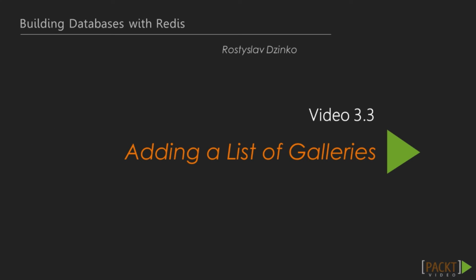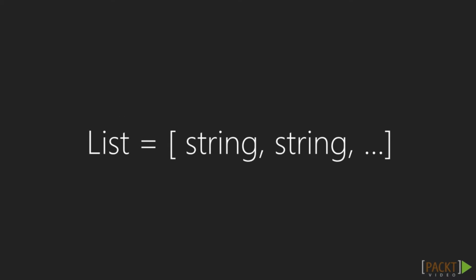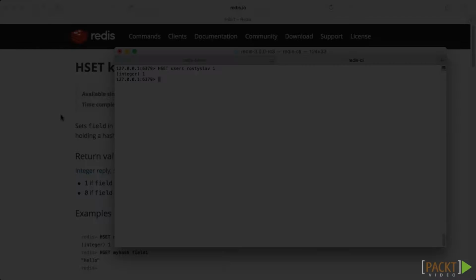In the previous video, we discussed hashes, a complex data type that allows us to store key-value pairs stored with one topmost key. In this video, we will continue discussing Redis data types by talking about lists. So, a list is just an ordered sequence of string values. A Redis database allows us to read, write, and delete values to and from lists.